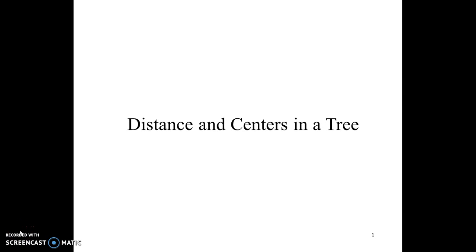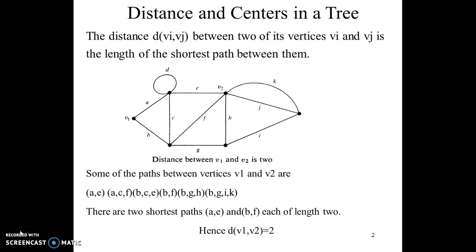Today we will discuss distance and centers in a tree. Let Vi and Vj be two vertices. The distance from Vi to Vj is the length of the shortest path from Vi to Vj, and it is denoted by d(Vi, Vj).